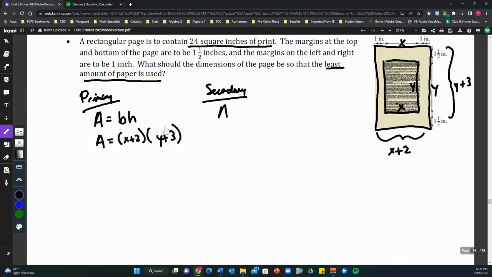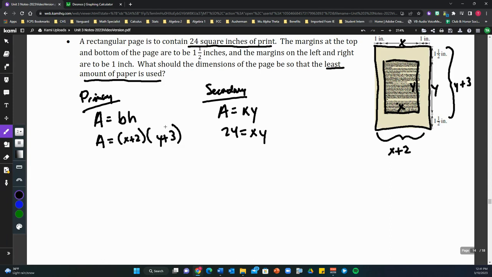So that means for the inner rectangle, this inside area is equal to just dimensions X, Y, because we don't have any borders for that part. And then they told us that that area is always going to be 24 square inches, no matter what. So now, again, we have a secondary relationship. The only variables in this equation are X and Y, which allows us to solve for one or the other.